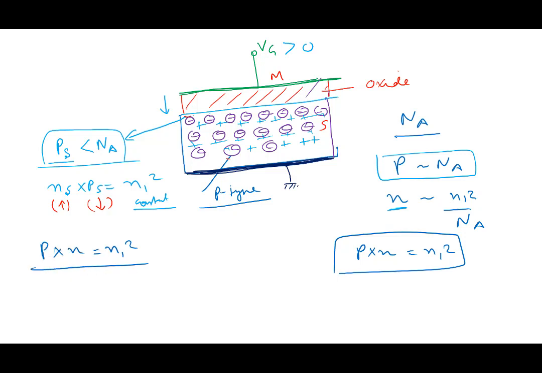here, I can make this an n-type semiconductor. The surface can be made n-type. N-type in the sense that the number of electrons is very high at the surface. So I create a sheet of electrons at the surface by applying a sufficiently large gate voltage. These are all part of a modulation of conductivity through application of an electric field.